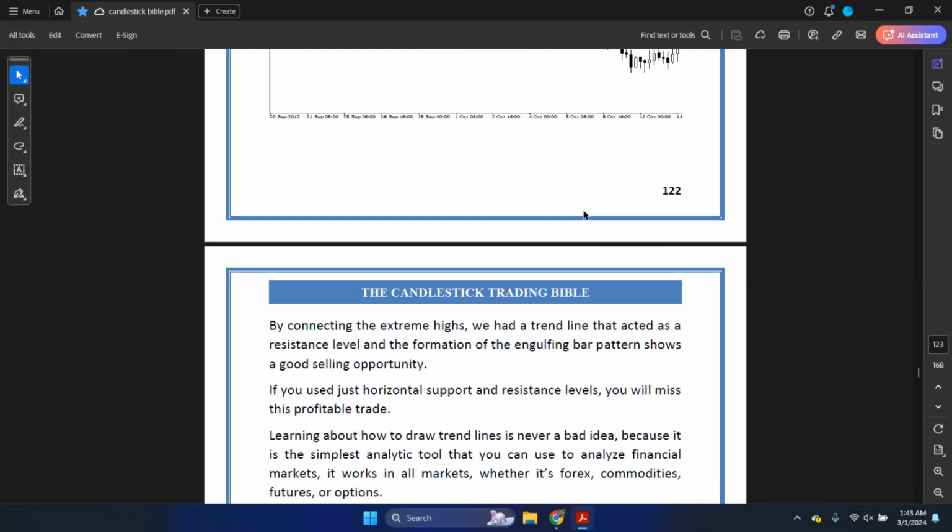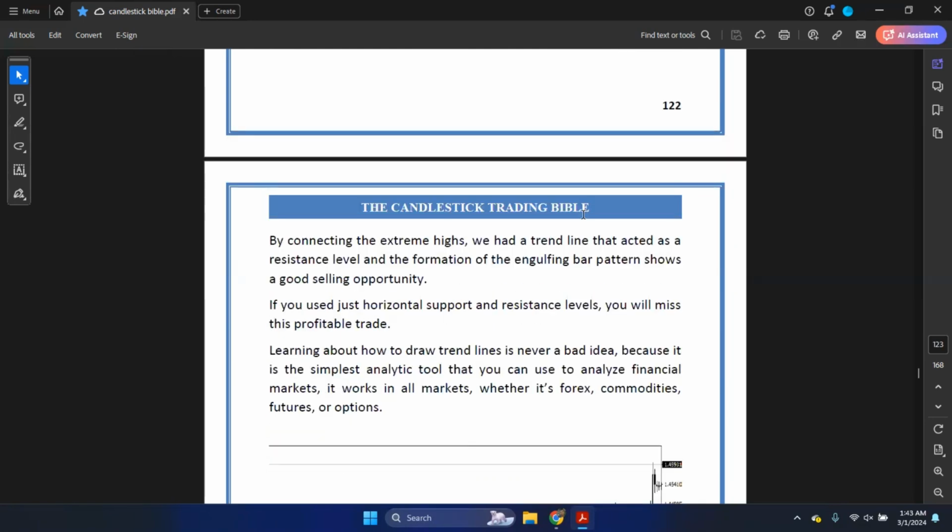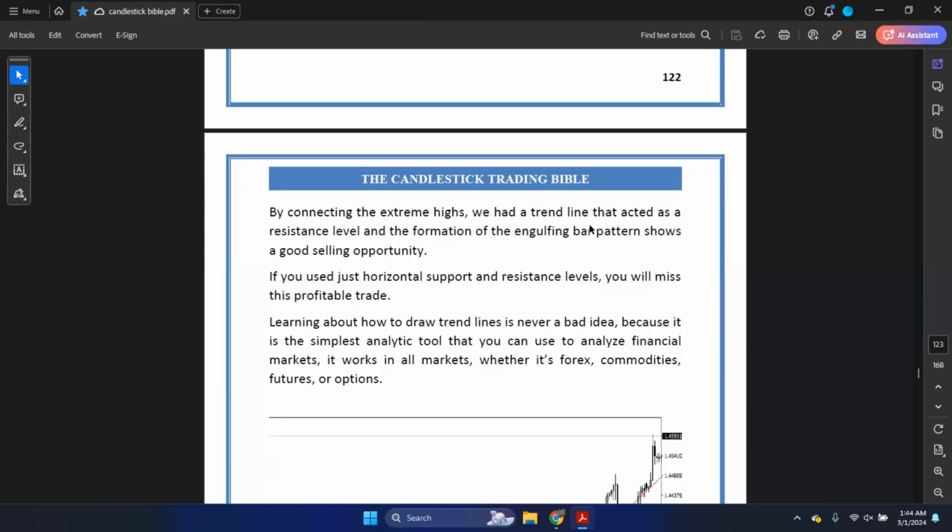There's your illustration. It says by connecting the extreme highs, we had a trend line that acted as a resistance level, and the formation of the engulfing bar pattern shows us a good selling opportunity. If you use just horizontal support and resistance levels, you will miss this profitable trade. Learning about how to draw trend lines is never a bad idea because it's the simplest analytic tool that you can use to analyze financial markets. It works in all markets, whether it's forex, commodities, futures, or options.